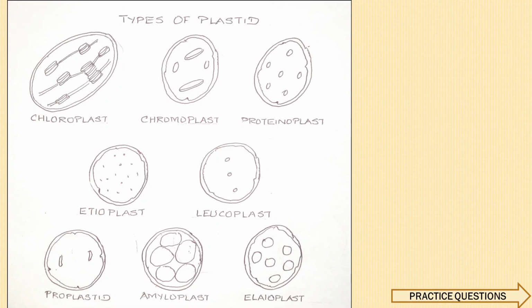Eleoplast helps in storing fats and oils. They are seen in the cells of endosperm of castor seeds. They are also known as lipidoplasts. Finally, gerontoplasts are basically chloroplasts that are going through the aging process. We have learnt about plastids in detail.